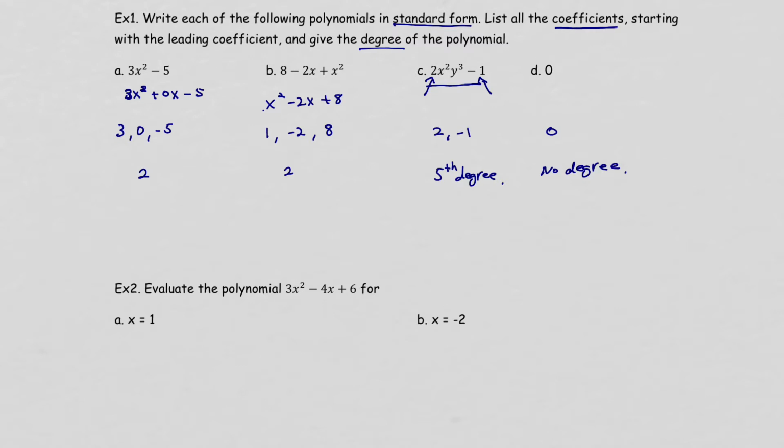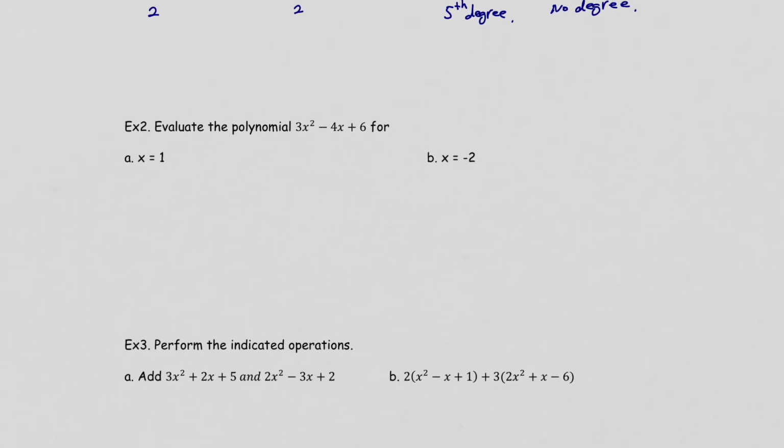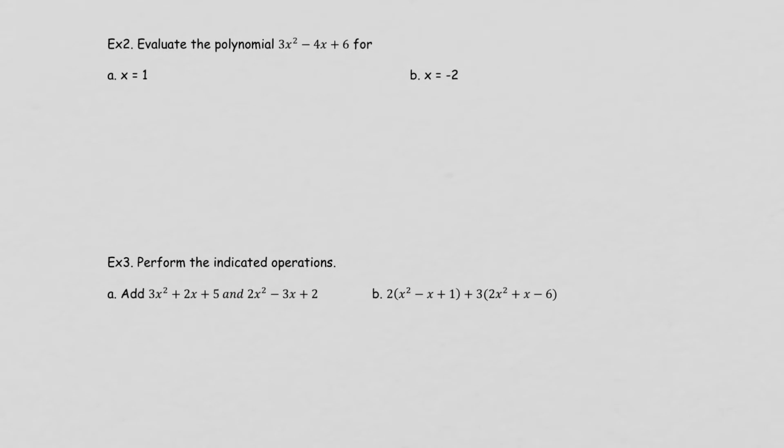What about example 2? It says evaluate the polynomial for x equals 1 and x equals negative 2. What does evaluate mean, right? Evaluate means find this polynomial's value when x is equal to 1. It means you're going to substitute x with 1. Everywhere you see x, it will become 1. So you get 3 times 1 squared minus 4 times 1 plus 6. And then you do the order of operations once you replace x with the number.